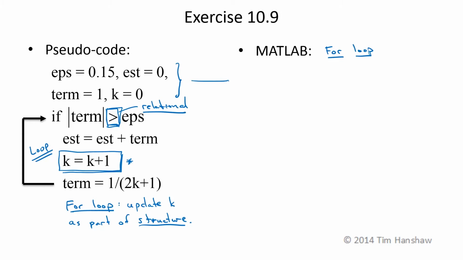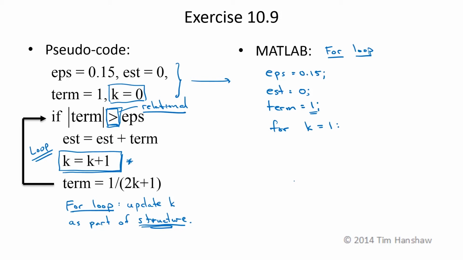Initializing these values can all be done the same as it was before, but we don't really need to initialize k because k is going to be part of the structure of the for loop. In our for statement, for will set k. Since term is initialized to 1, that corresponds to k equals 0. The next term we're going to calculate is going to be k equals 1.